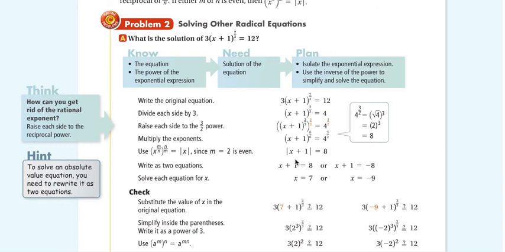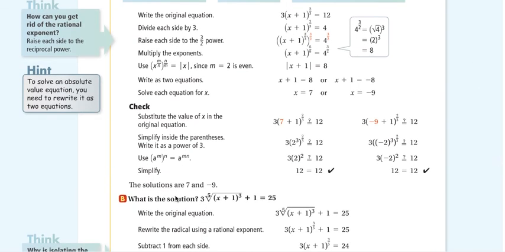All right, now that we have an absolute value, we're going to need to split it up. Notice that the first equation is exactly the same, but there's no absolute value. And the second equation is almost the same, but the 8 is now negative 8. Solve each equation and you get x equals 7 or x equals negative 9. All right, now comes the really important part. Check to see if you've got these equations right. Substitute the value of x in the original equation.